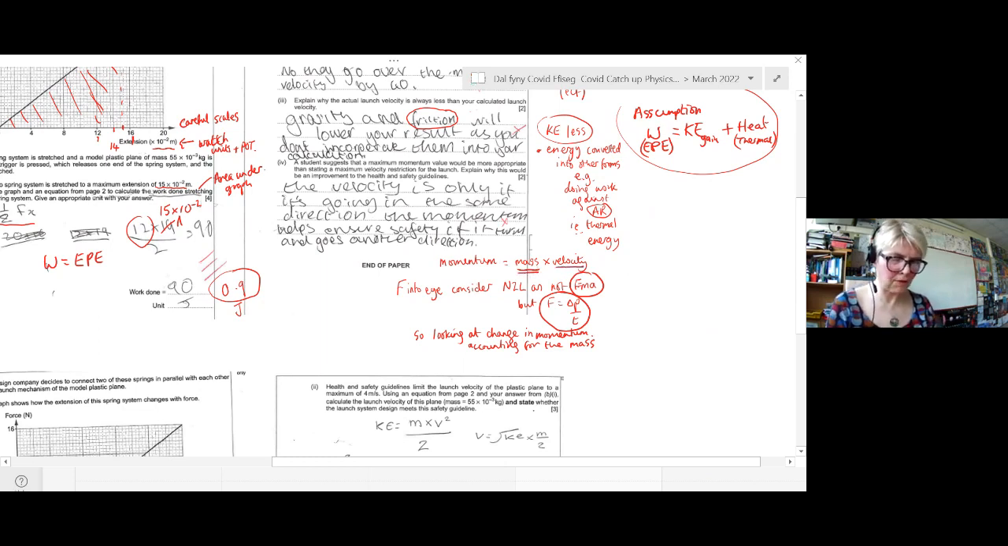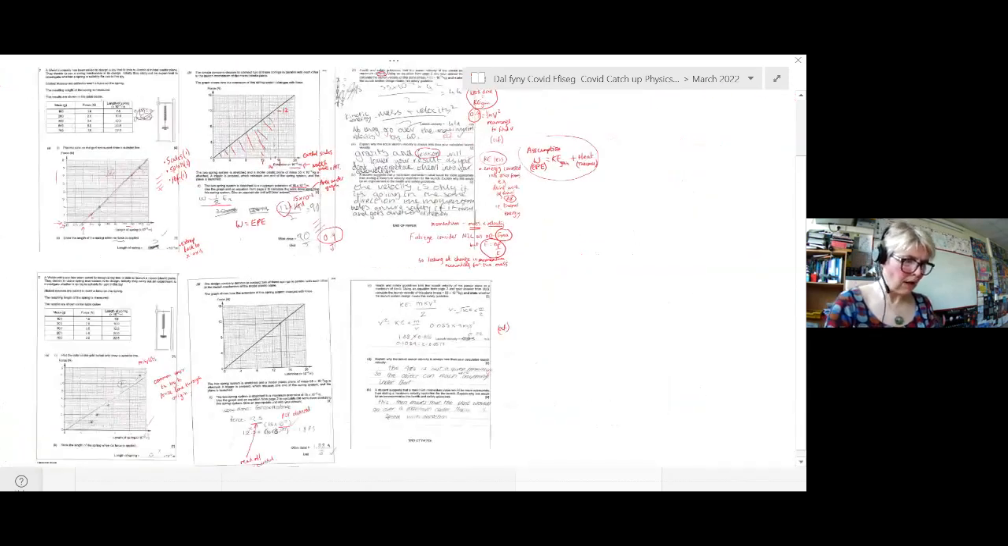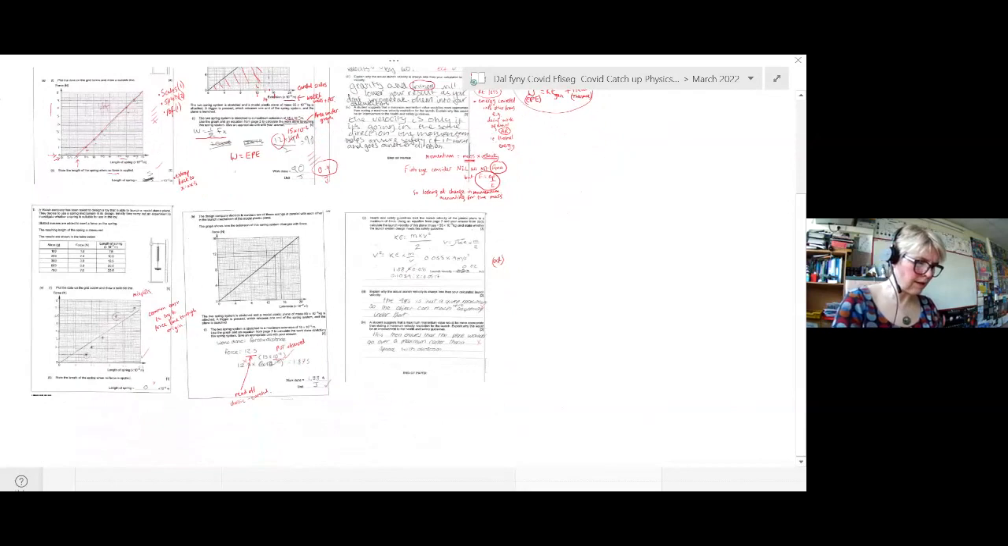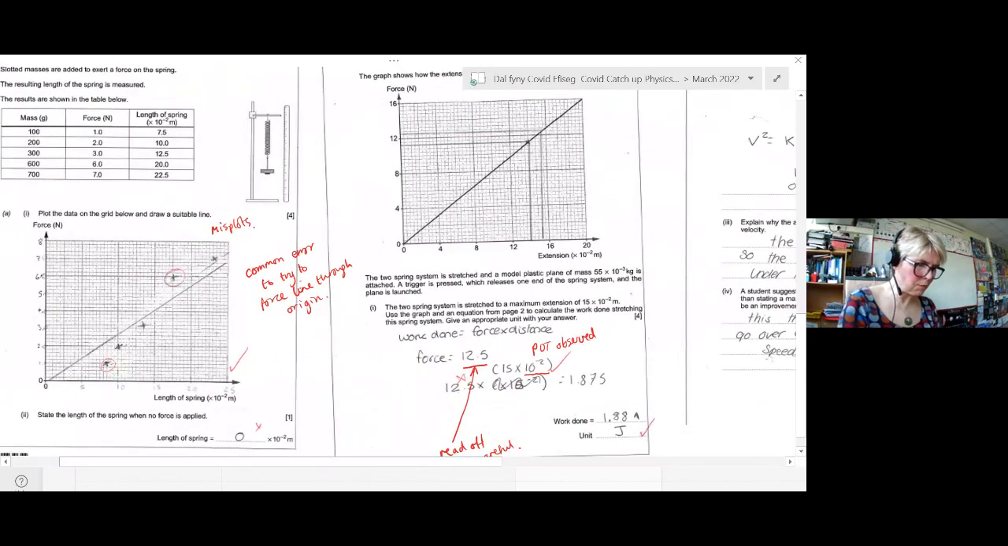For the same question, this candidate down here has clearly misplotted. I think he's probably not worked out his scales properly.